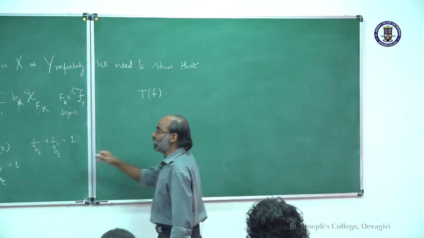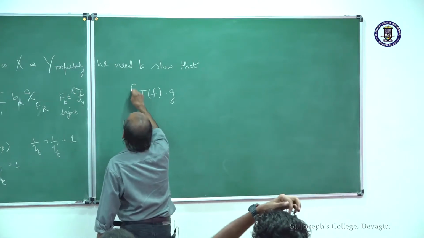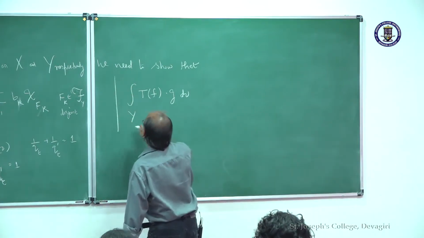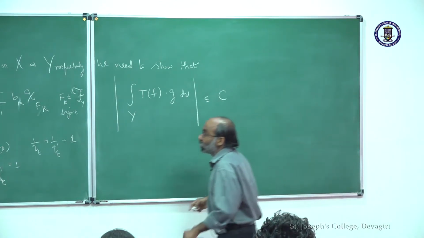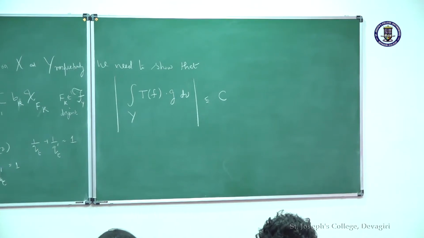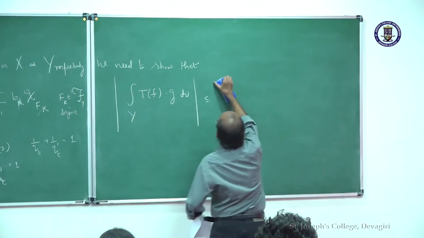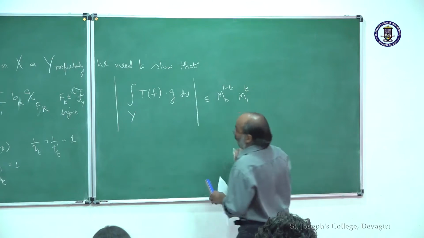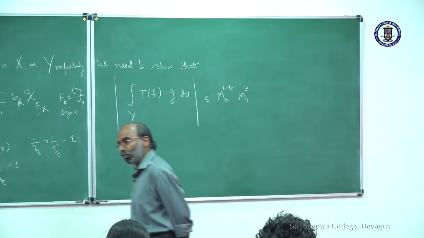So I multiply it with g, which is a function on Y, of this property. So I can integrate over Y, right? This modulus, if I show that it is less than some constant, that will do. Well, not an arbitrary constant, we need exactly the norm bound. So let me write that down. If I show that this is less than or equal to M0 to the 1 minus t, M1 to the t, then we are done. Is this clear to you?